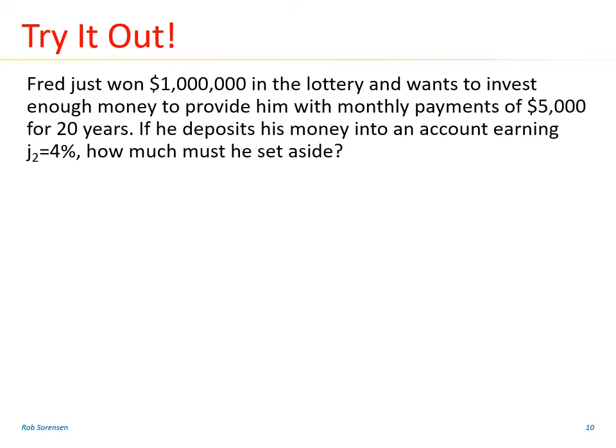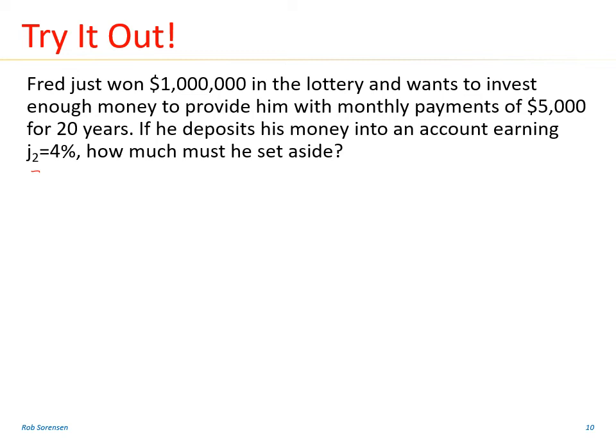So in this case, Fred has just won $1 million in the lottery, and he wants to invest a portion of it, enough so that he can have monthly payments of $5,000 for 20 years. He figures that'd be perfect. And then anything left over, well, I guess he can just go have a bit of fun with that right away. If he deposits his money into an account earning 4% compounded semi-annually, how much should he set aside out of his $1 million? Just like always, go ahead and hit pause, and when you've tried it out, hit play again, and I'll go through it with you.